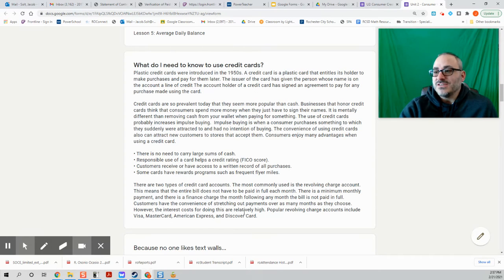Customers have the convenience of stretching out payments over as many months as they choose. However, the interest costs for doing so are relatively high, right? The popular revolving charge accounts include Visa, MasterCard, American Express, and Discover Card.